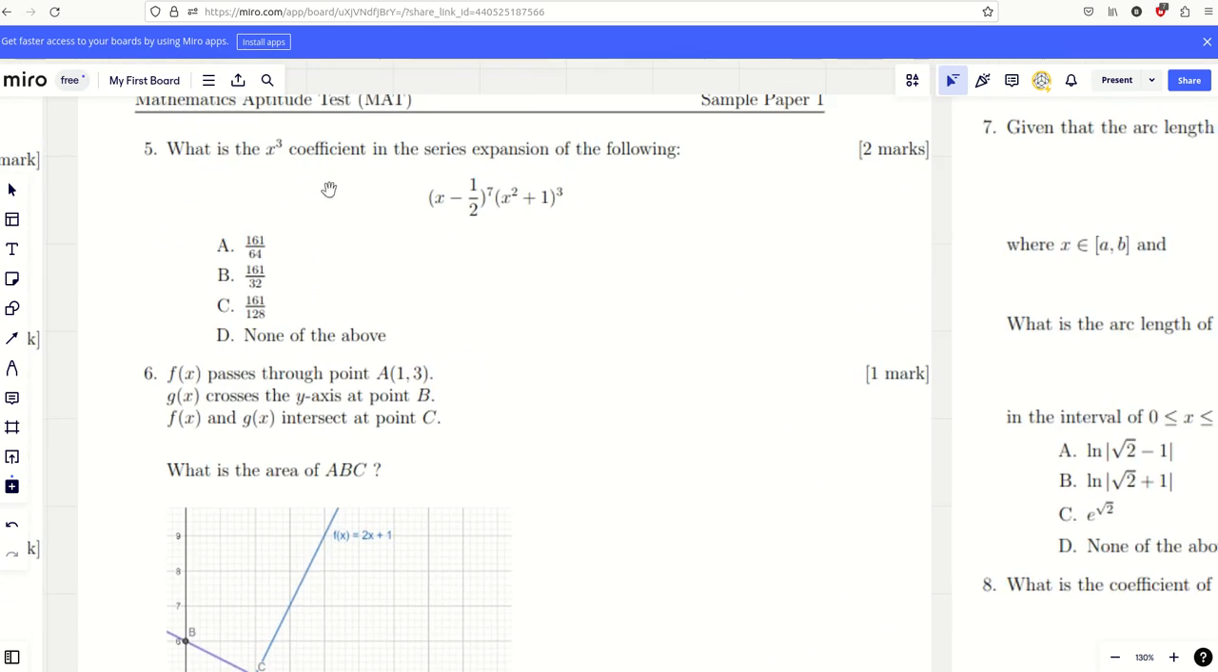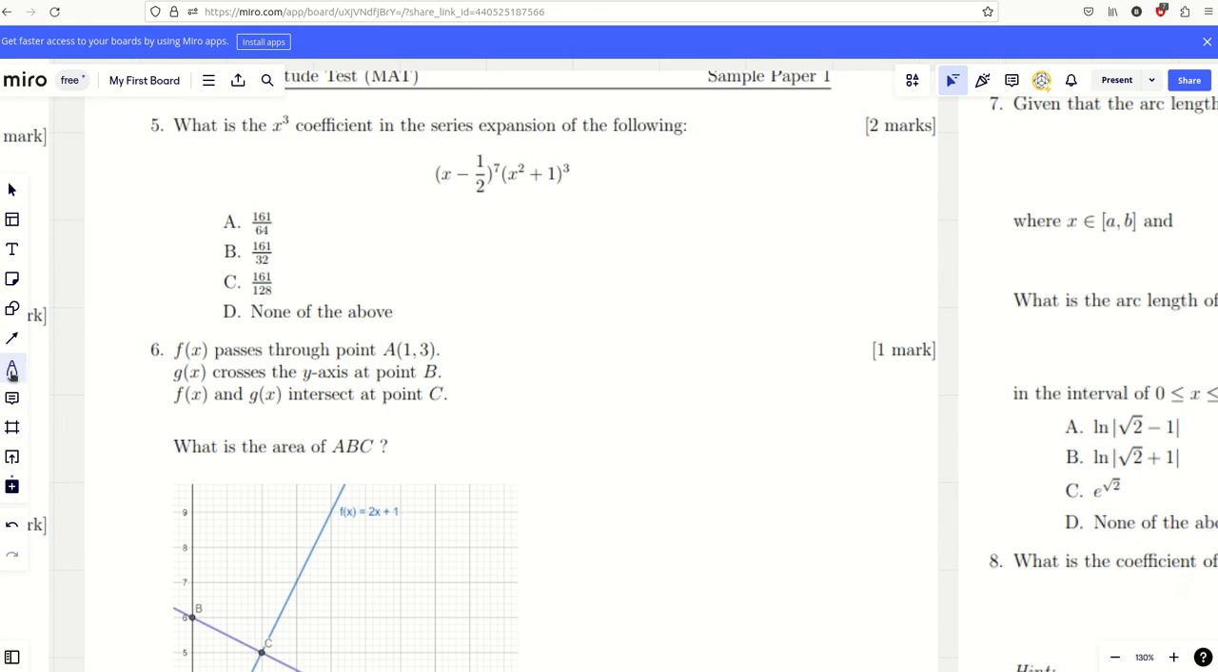Okay, number 5. What is the x cubed coefficient in the series expansion of this? Okay, this just requires a bit of care. I firstly just wrote down the second bracket, because I thought I can expand that in my head: x to the 6 plus 3x to the 4 plus 3x squared plus 1. You know, it's just the next row down of Pascal's triangle after 1, 2, 1. So you've got 1, 3, 3, 1. And the 1 plus x cubed is just x cubed plus 3x squared plus 3x plus 1. And so we're just squaring those x's.